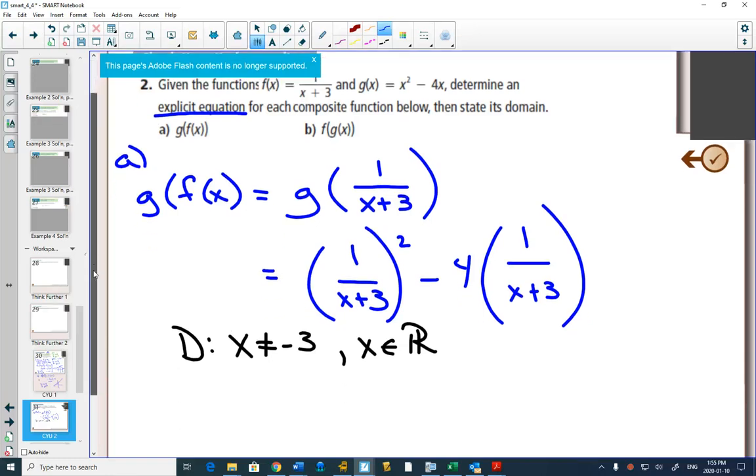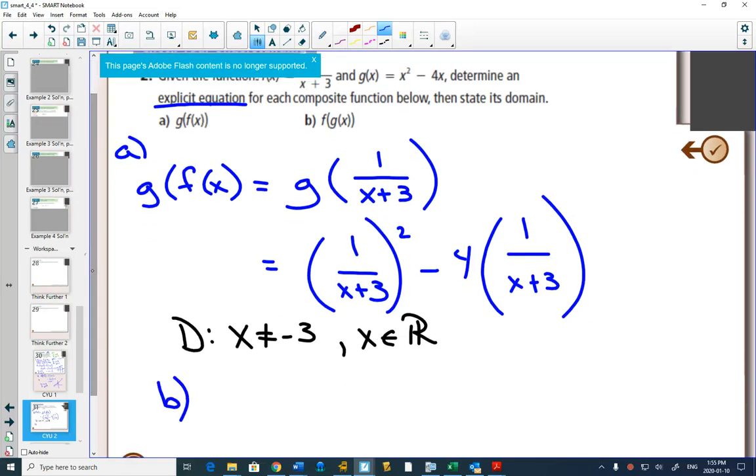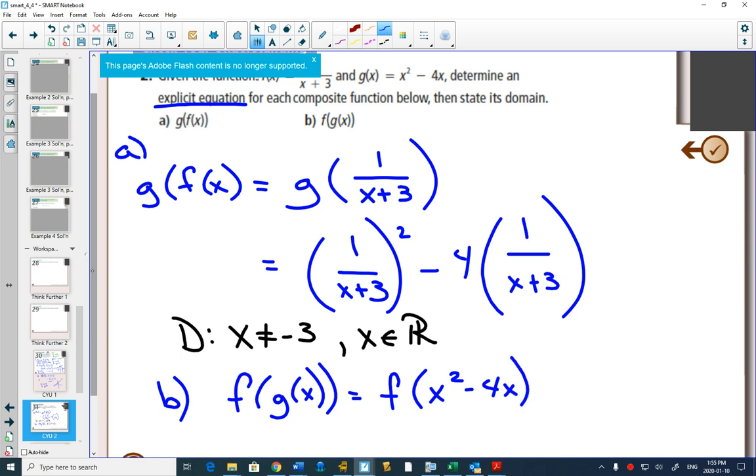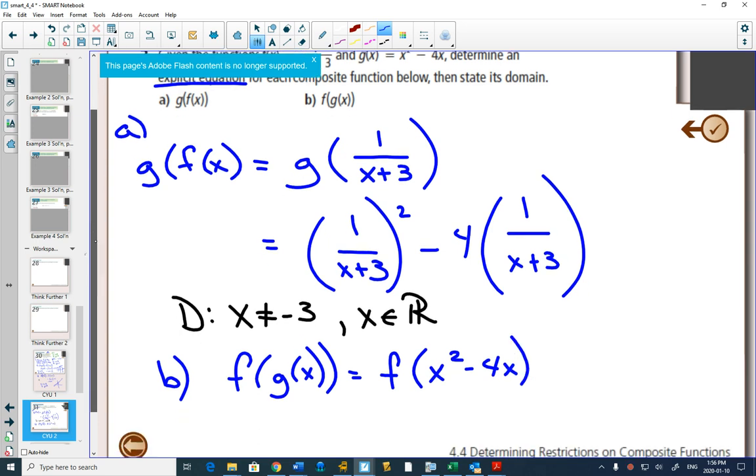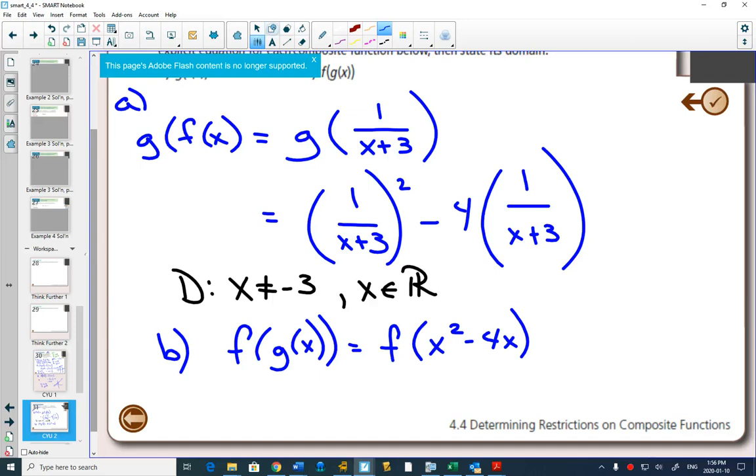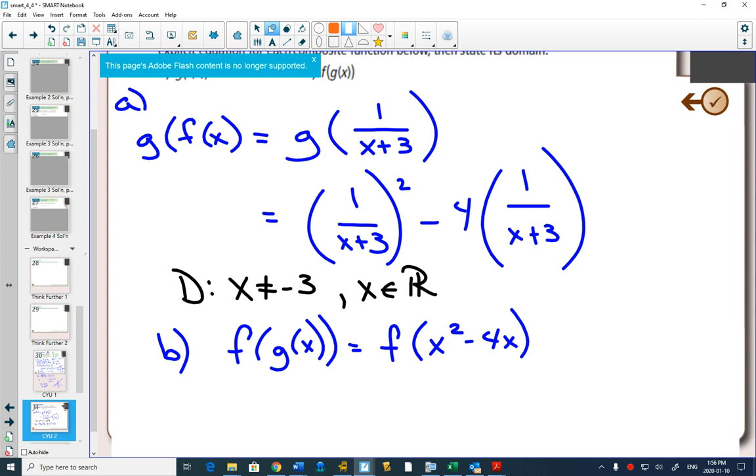For part B, we want to find f of g of x. Here, g of x is x squared minus 4x. And then f says whatever you plug in, you do 1 over that value plus 3. So I'll have 1 over whatever we plug in plus 3, while we plugged in an x squared minus 4x.